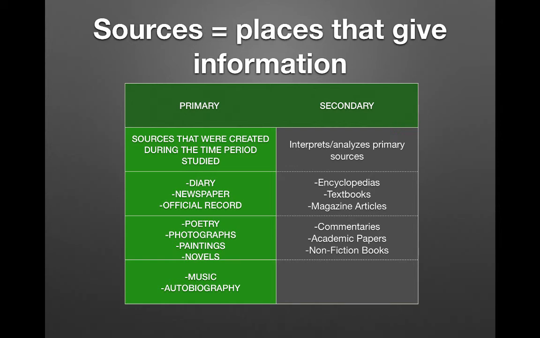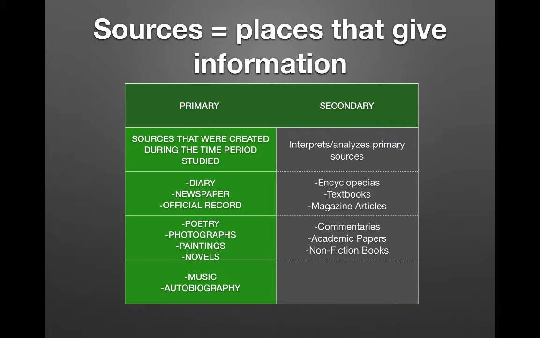Now, one thing I wanted to review very quickly is the different types of sources that exist. Now, a source is just a place that we get information from. It's a document that gives us information. And there's two different types of sources that we talk about in history: primary sources and secondary sources.